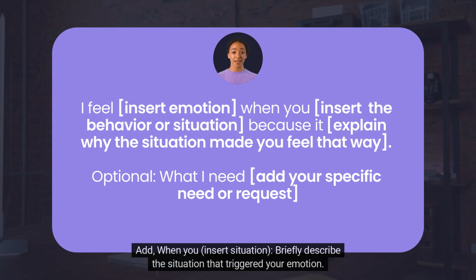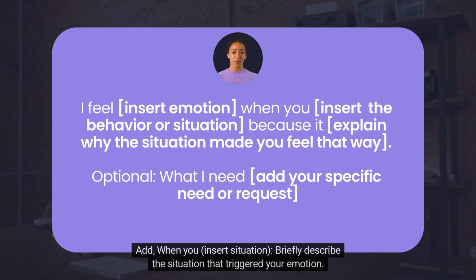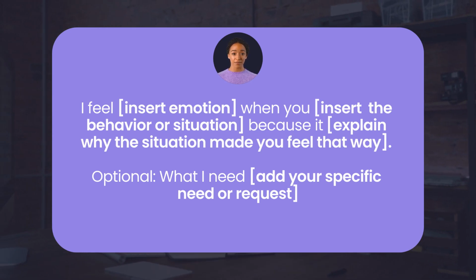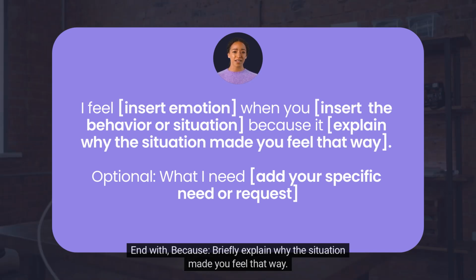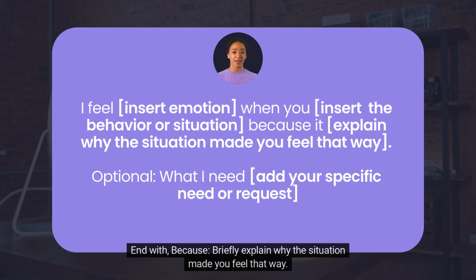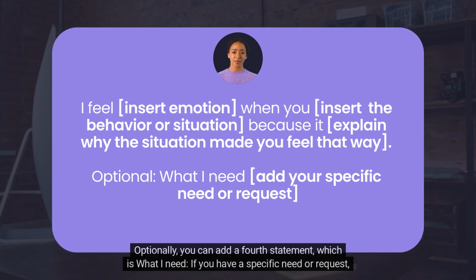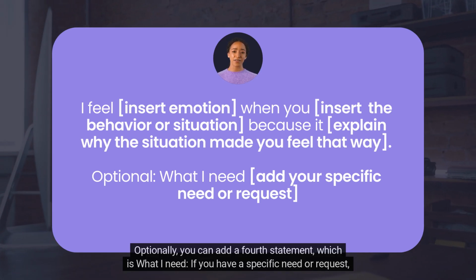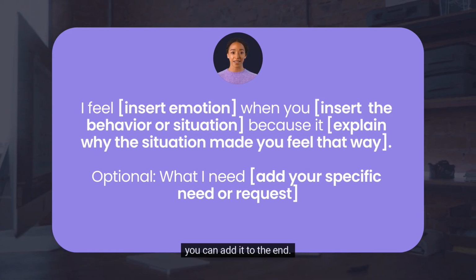Add when you, insert situation, briefly describe the situation that triggered your emotion. End with because, briefly explain why the situation made you feel that way. Optionally, you can add a fourth statement, which is what I need. If you have a specific need or request, you can add it to the end.